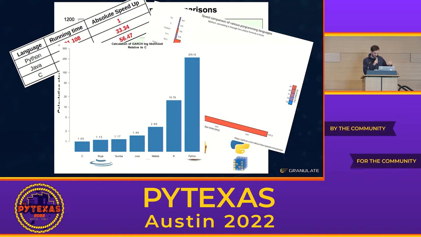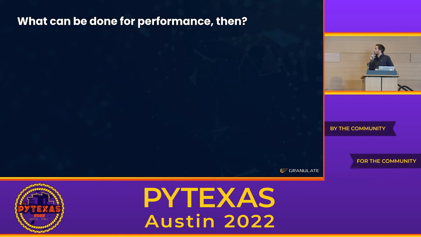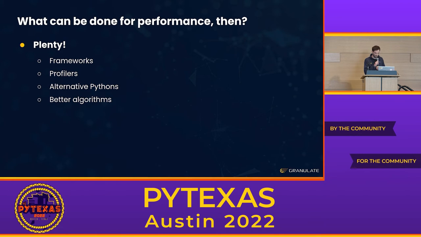How are we doing? What can we do to improve the performance of our Python code? Well, there are plenty of options from different frameworks like Numba, which helps you create better code for mathematical computations, AsyncIO, which makes better use of threads. You have profilers that let you identify code bottlenecks and improve them. And you can try different Python implementations such as PyPy, and you can try to improve the algorithms of your code. All these methods can help you improve performance, but we're not going to focus on them.